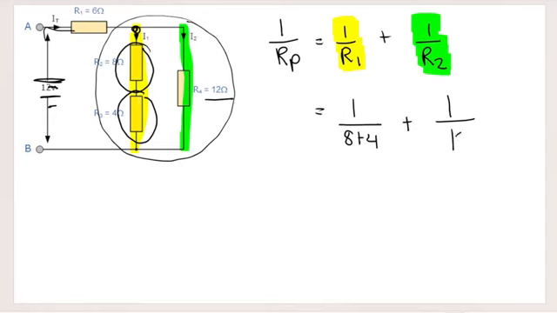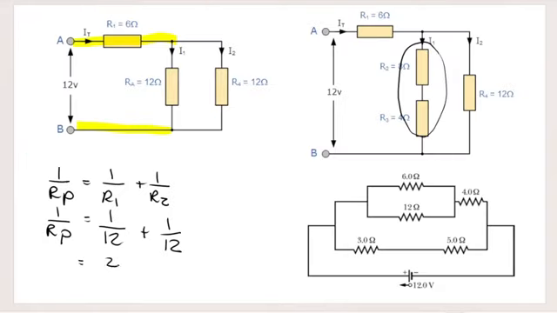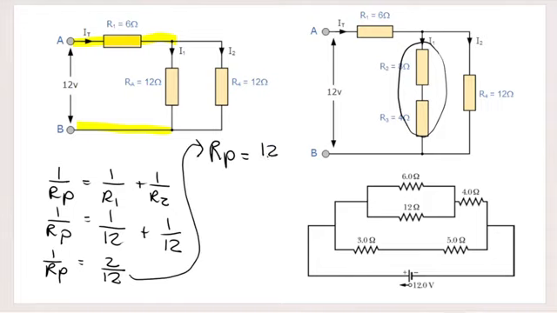I don't know if that makes sense. Therefore, 1 over 12 plus 1 over 12 is 2 over 12. That's 1 over RP. Invert it, so RP is equal to 12 over 2. You flip the fraction, reciprocals. 12 over 2 is 6 ohms. But that's not the total resistance.